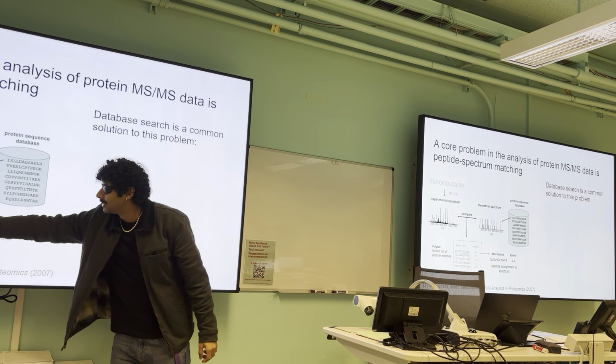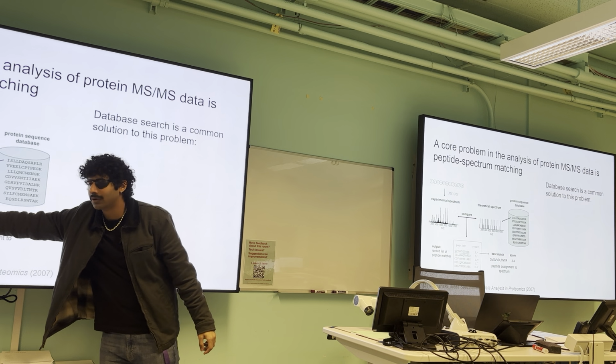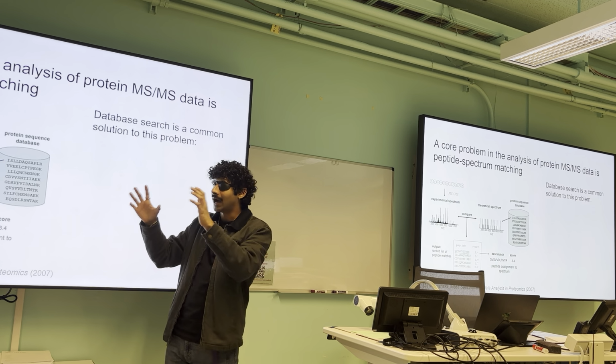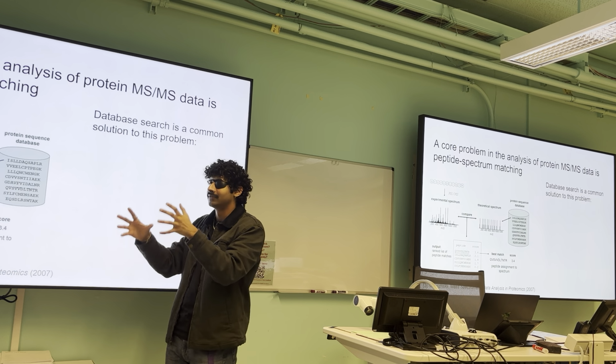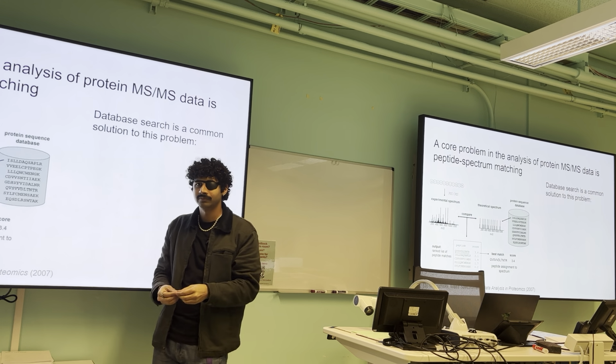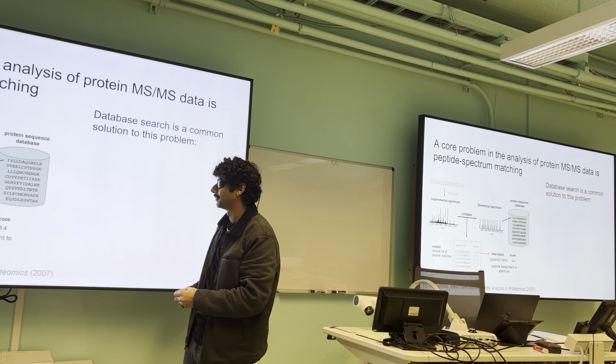And you'll get this list: here's a peptide, here's the score it's given. And then you pick the highest scoring peptide and say, I believe with a certain level of confidence that this peptide generated this spectrum, right? So it's like a matching problem? Exactly, it is a matching problem.